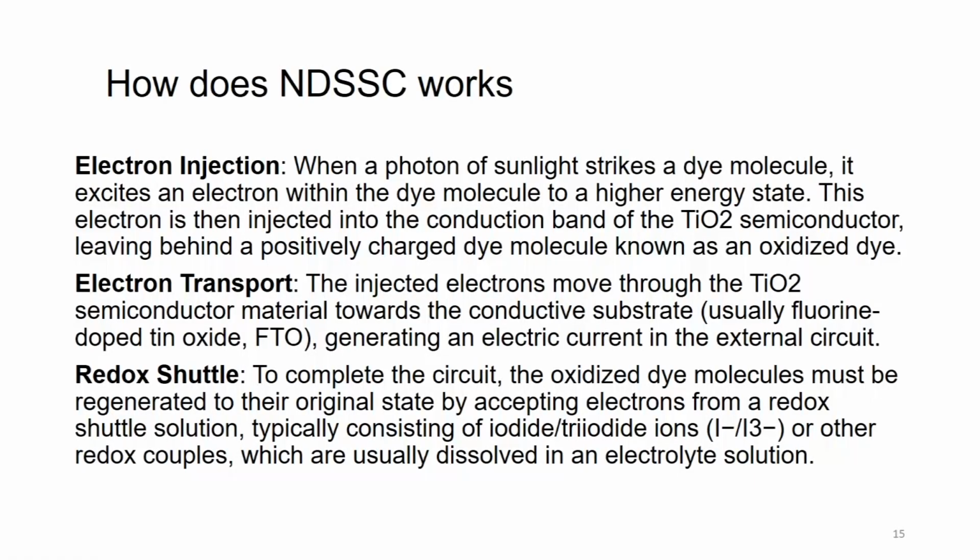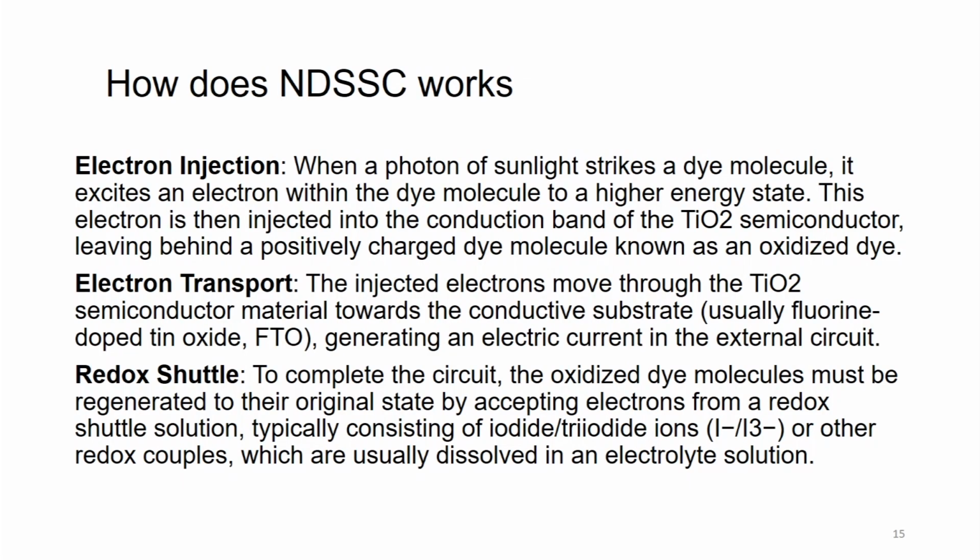How does the NDSSC work? Electron injection. When a photon of sunlight strikes a dye molecule, it excites an electron within the dye molecule to a higher energy state. This electron is then injected into the conduction band of the titanium dioxide semiconductor, leaving behind a positively charged dye molecule known as the oxidized dye. Electron transport. The injected electron moves through the titanium dioxide semiconductor material towards the conductive substrate, usually fluorine doped tin oxide, FTO, generating an electric current in the external circuit.